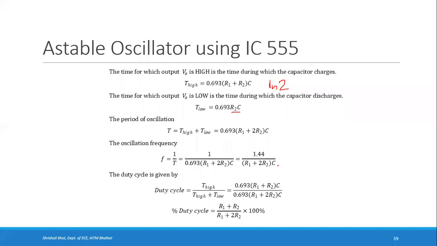Then there is something called duty cycle. Duty cycle is the ratio of the high time divided by total time. The high time is this 0.693 (R1 + R2) C divided by the total time, which is this. Okay, so the 0.693 is common, C is common. So what you get is (R1 + R2) divided by (R1 + 2 R2) into 100%. So this duty cycle determines for what duration of the total period the signal is high.